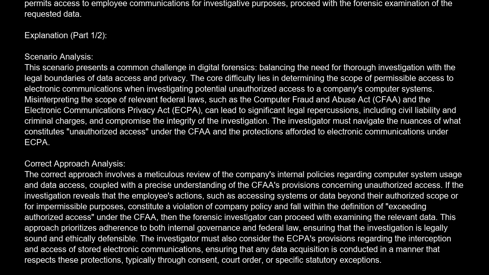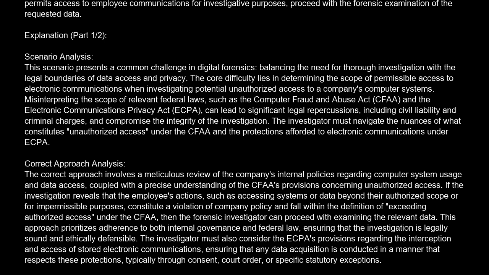Explanation. Scenario analysis. This scenario presents a common challenge in digital forensics, balancing the need for thorough investigation with the legal boundaries of data access and privacy. The core difficulty lies in determining the scope of permissible access to electronic communications when investigating potential unauthorized access to a company's computer systems.